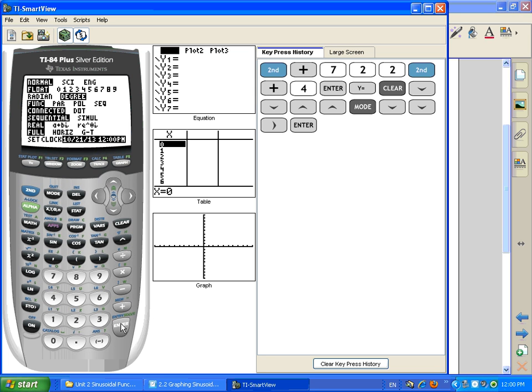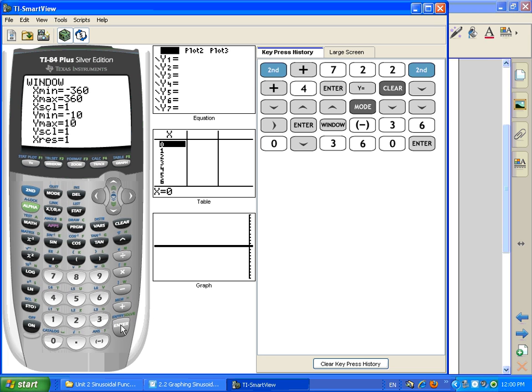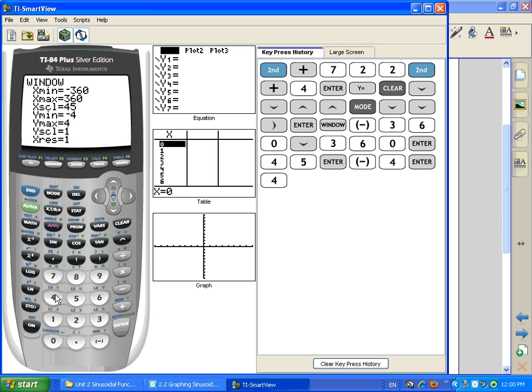At the top of this it says to change your window settings, so we go to window, and it says to go to negative 360, not your subtract sign, but the negative one right beside enter. Okay, 360. Then we're going to have a scale of 45. Our y minimum is negative 4. Our maximum y is 4. And the rest stay the same. So what we have, folks, is a window that's going to make it easy to see our graphs.